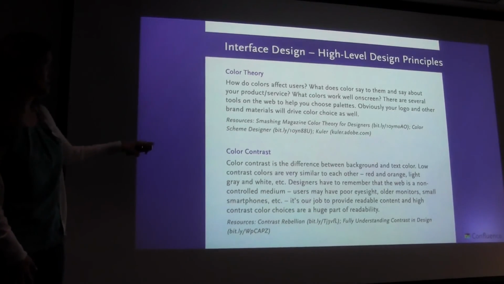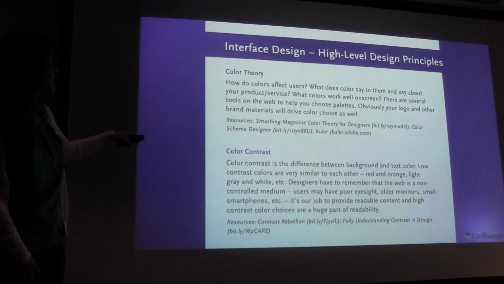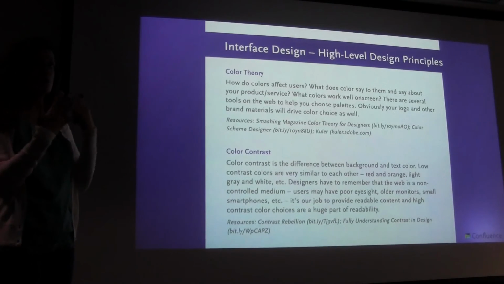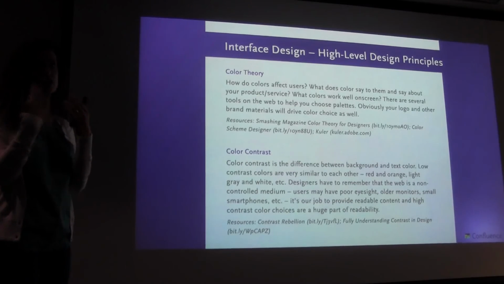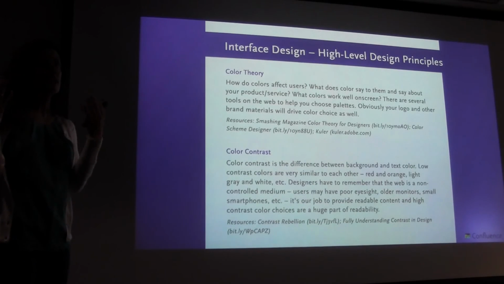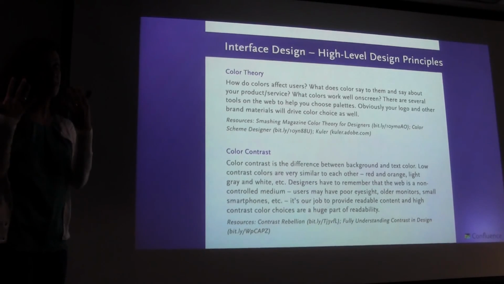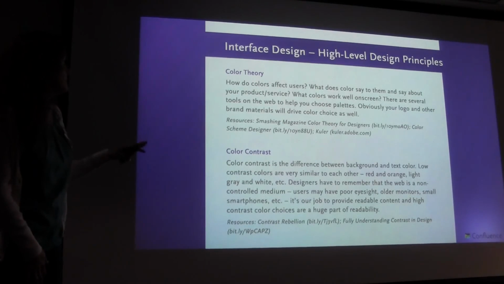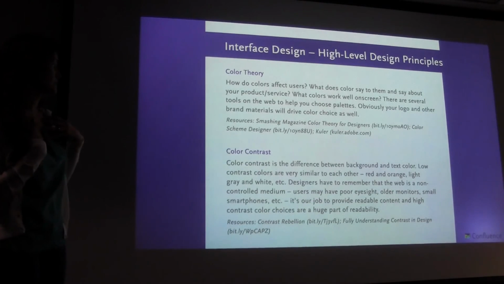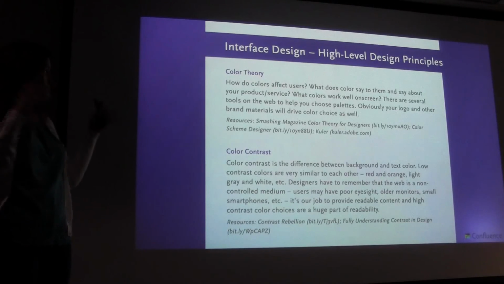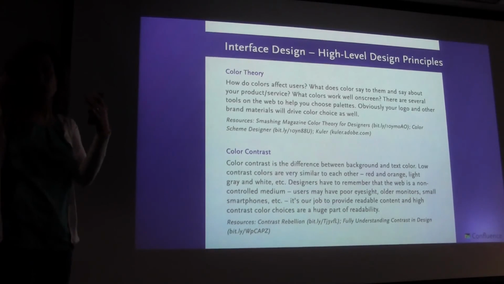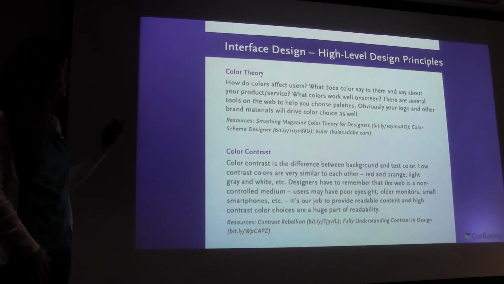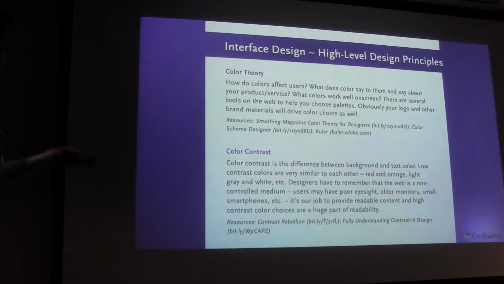And then color contrast, and this touches on accessibility. Because color contrast is the difference between background and type. Colors that are too close, red and pink, red and orange, pale gray and white. Lots of designers use pale gray text on a white background. It's impossible to read. So we as designers have to remember that the web is not a controlled medium. I do not know who is sitting there reading this text, and you have to be super aware of that in terms of readability.